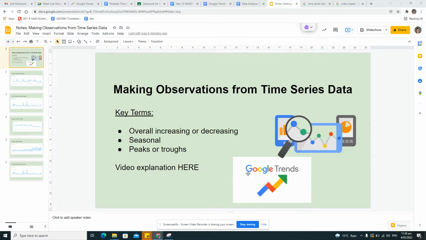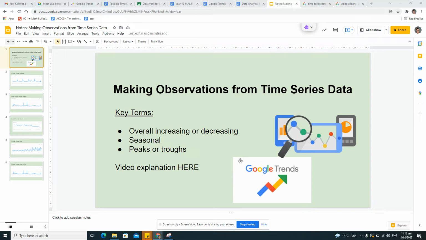As you can see down here, the key terms that we will be covering is whether there is an overall increasing or decreasing trend in our time series graph, whether there is a seasonal pattern that's occurring, and any kind of large peaks or troughs that should be noted from the graph.